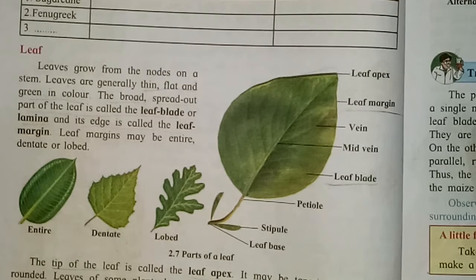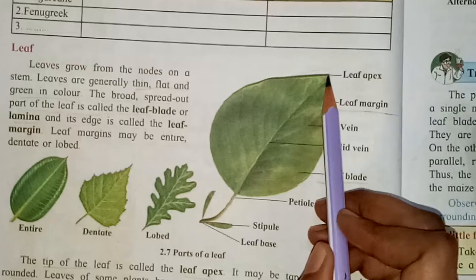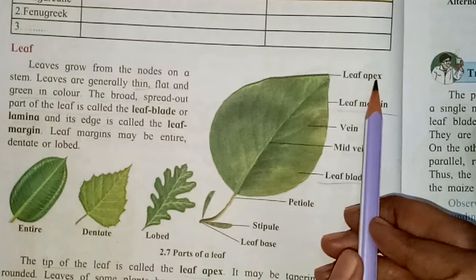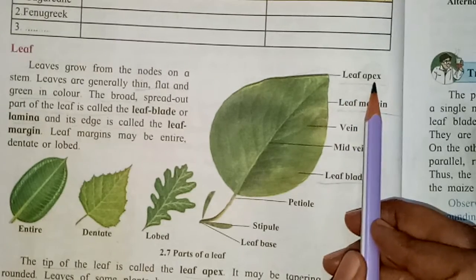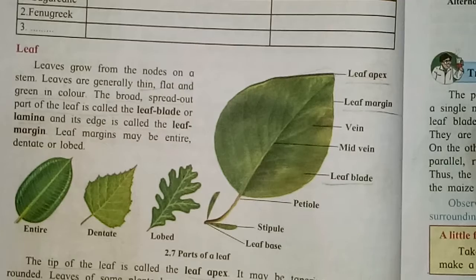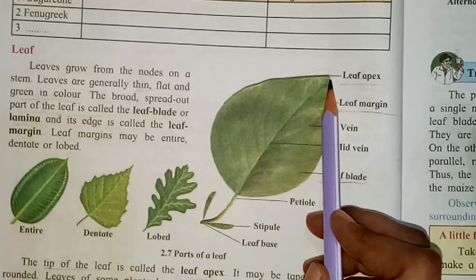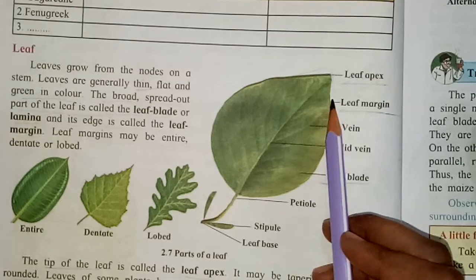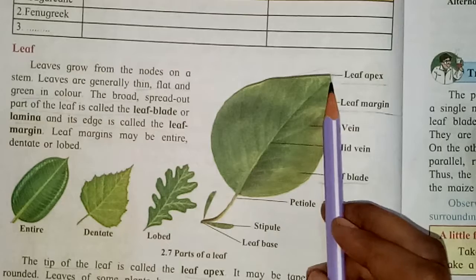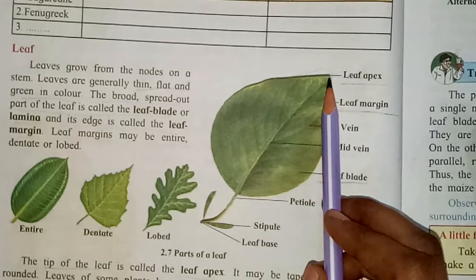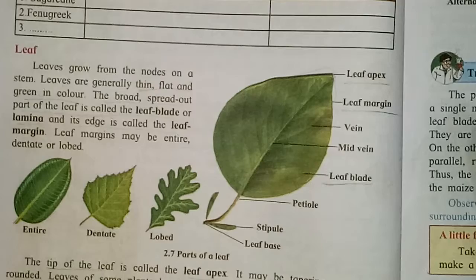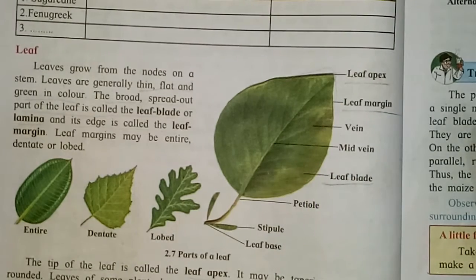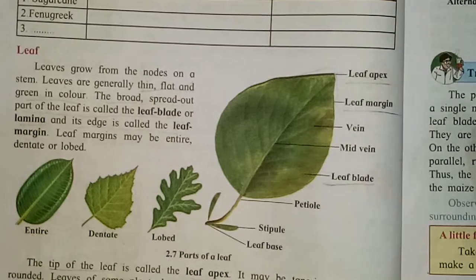Now the tip of the leaf, as you can see here, is called the leaf apex. The tip of the leaf is called leaf apex. And leaf apex can also be of different types. It can be tapering like this. Tapering means it is pointed towards the end. It may be round in shape. This leaf apex can be round with no point, and it can be pointed also.